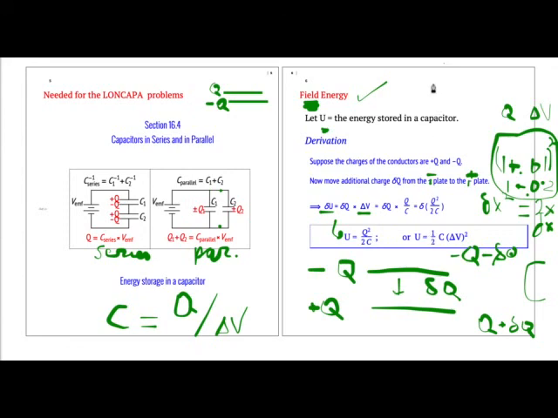All right, well, that completes chapter 16. And you should still read chapter 16 because there's more detailed information in the book than there is in this little short video. But this should give you the equations you need to start doing the long kappa problems.